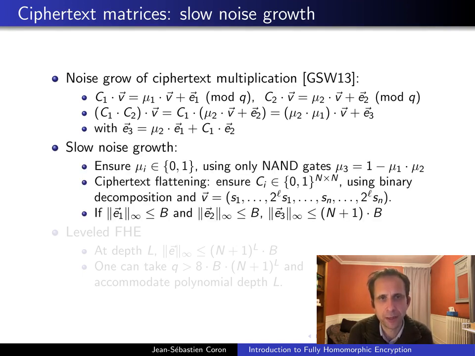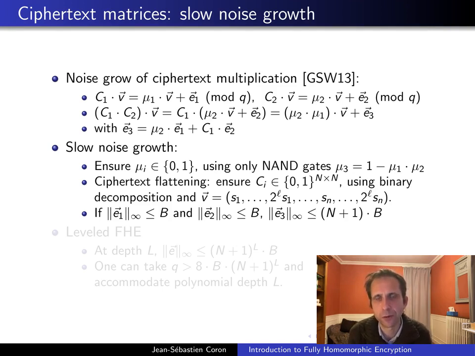For this, we want to ensure that the message is only 0, 1. We have seen that the message can be any integer, but it's more efficient for the growth of the noise if we only encrypt bits. For this, we can simply rewrite our circuit with NAND gates. Any circuit can be computed with NAND gates. In that case, the new eigenvalue is 1 minus mu1 times mu2, so it remains 0, 1. Then to prevent the growth of the noise, one can use a technique which is called ciphertext flattening.